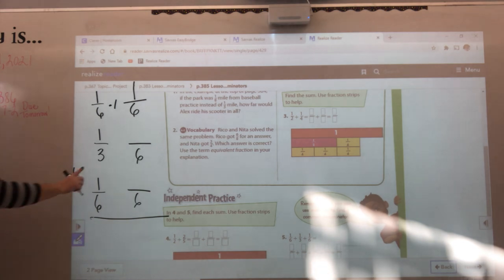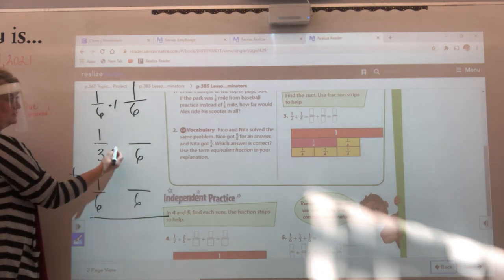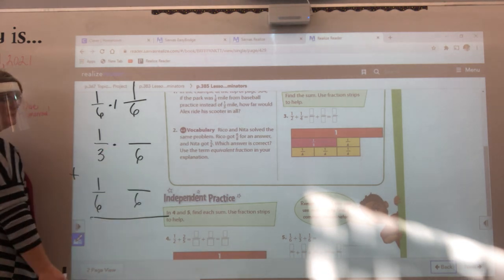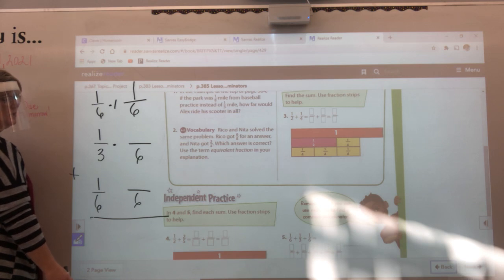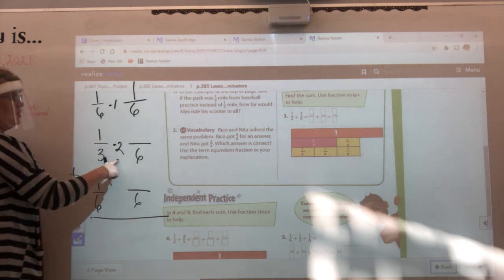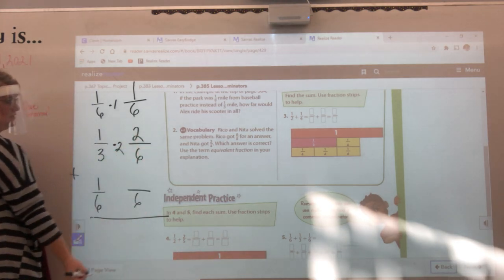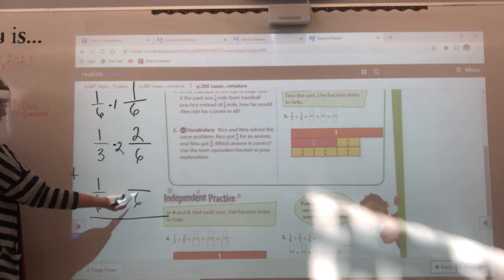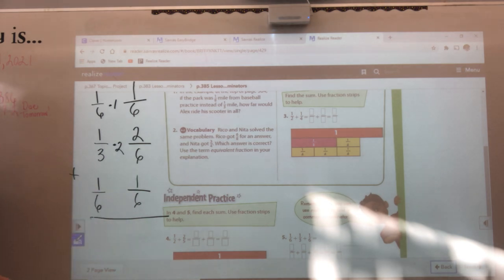Now we're on this middle fraction. Xander, how do we go from 3 to 6? What do we multiply by, bud? 2. 3 times 2 gets me 6. So if I multiply the bottom times 2, I got to multiply the top times 2. 1 times 2 gets me 2. And the bottom fraction stays the same again, because all I'm doing is multiplying times 1.